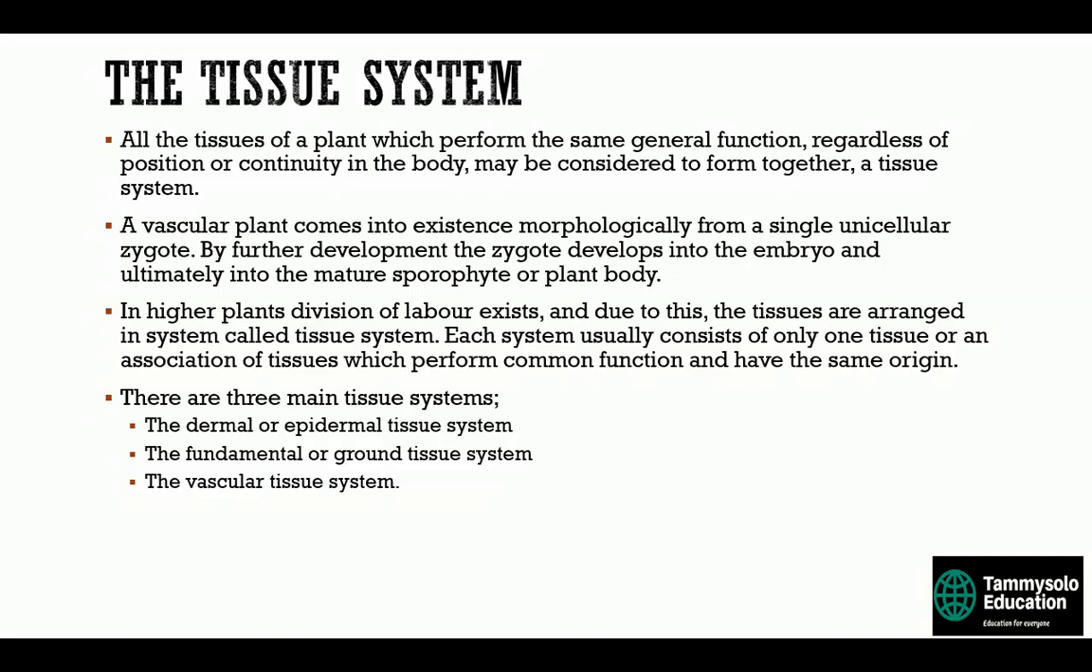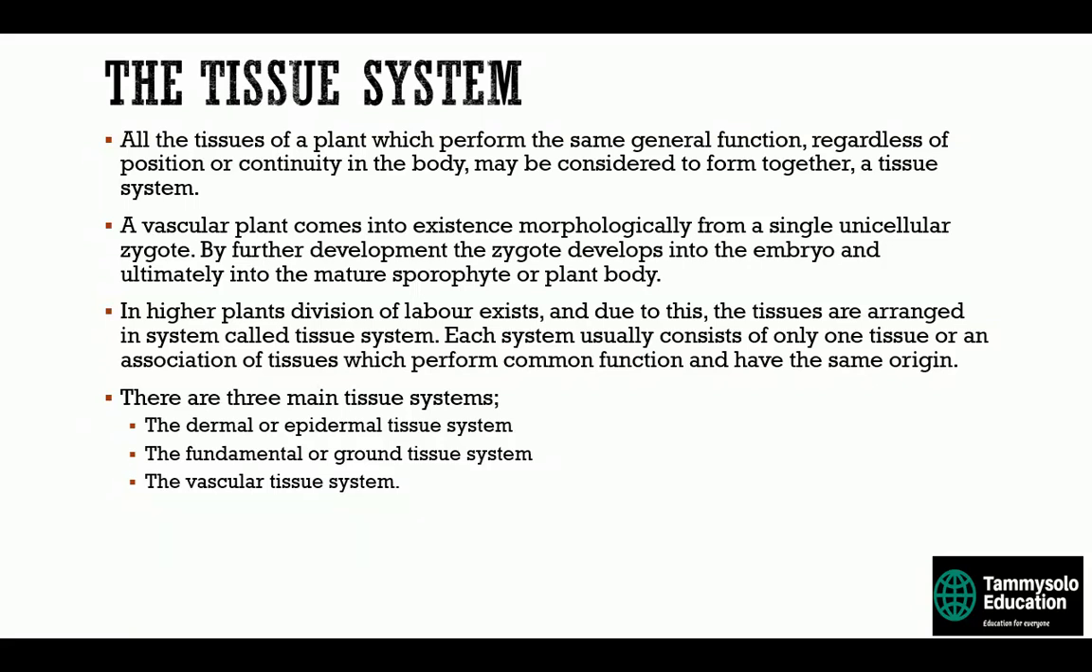All the tissues of our plant which perform the general function, regardless of position or continuity in the body, may be considered to form together a tissue system. So tissues coming together, carrying out similar functions, are termed tissue systems.